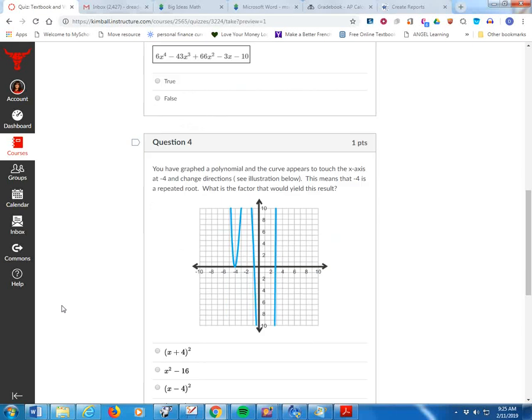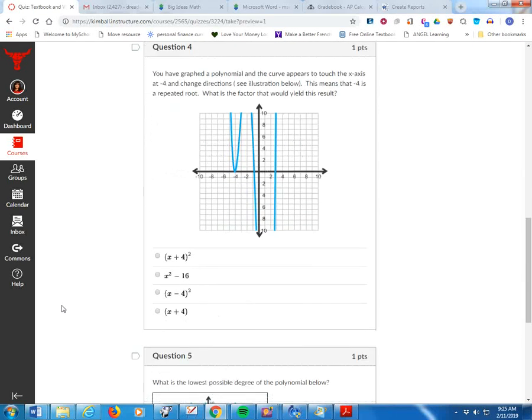You have graphed a polynomial, and the curve appears to touch the x-axis at -4 and change directions. This means that -4 is a repeated root, multiplicity of 2. How would you write that factor? X plus 4 squared. It's a repeated root, so the exponent's 2.